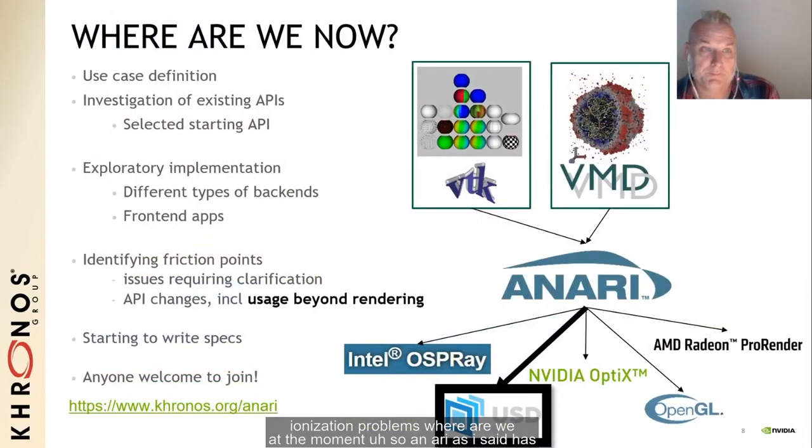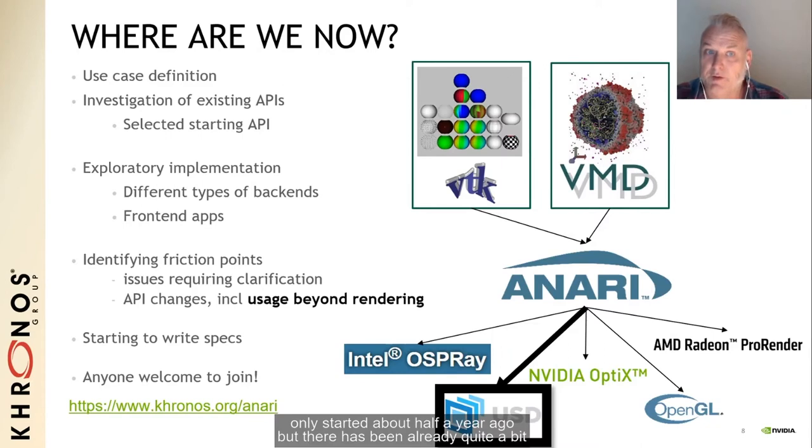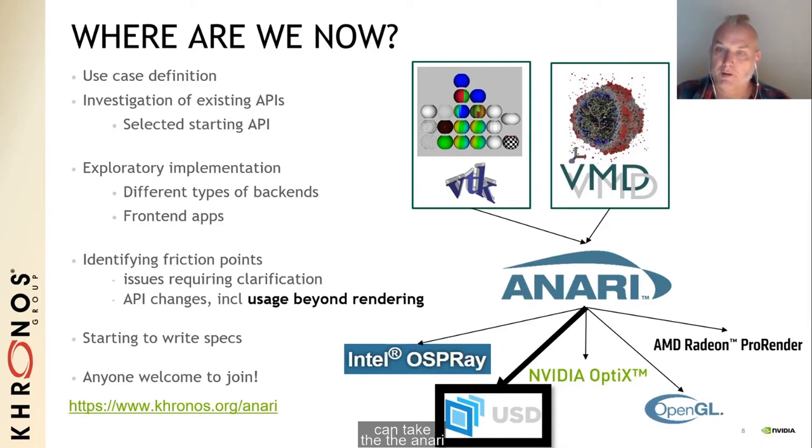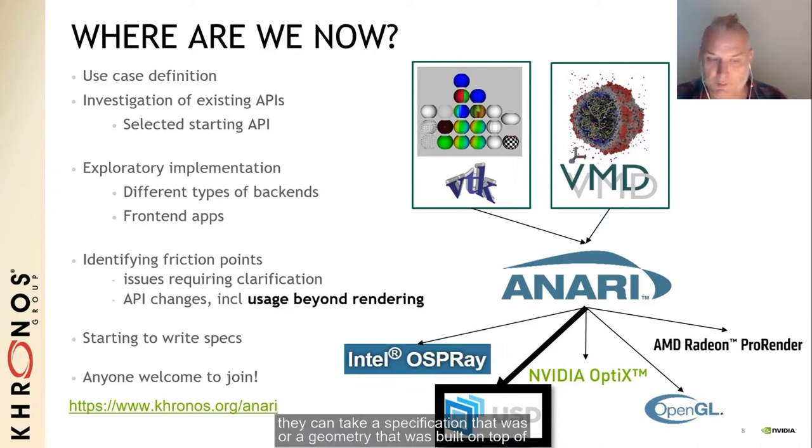Where are we at the moment? So ANARI, as I said, has only started about half a year ago, but there has been already quite a bit of progress, and we have now various applications that are built on top of these early drafts of ANARI, and we have a range of backends that can take a specification or a geometry that was built on top of ANARI, and convert this into pixels.